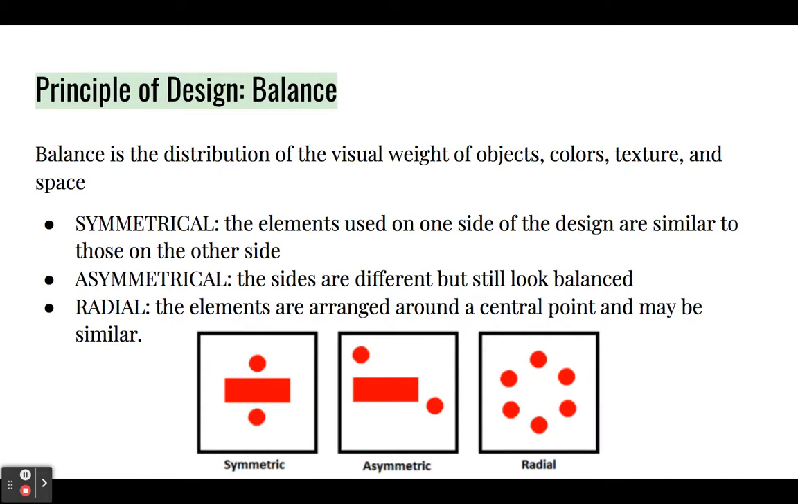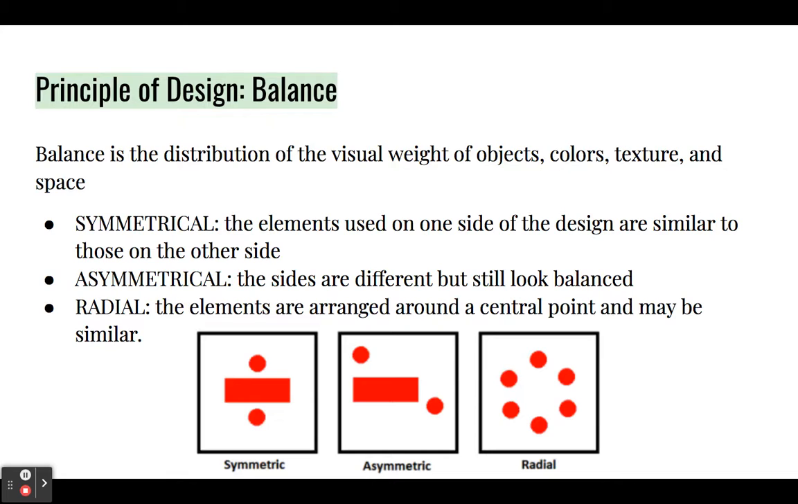The principle of design we're going to be focusing on in this art project is balance. Balance is the distribution of the visual weight of objects, colors, textures, and space. There are three different types of balance: symmetrical, asymmetrical, and radial. Symmetrical is when the elements used on one side of the design are similar to the elements that are used on the other side. So therefore, they feel very balanced and they feel like they have equal weight.